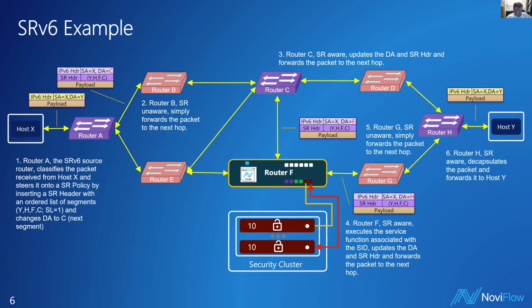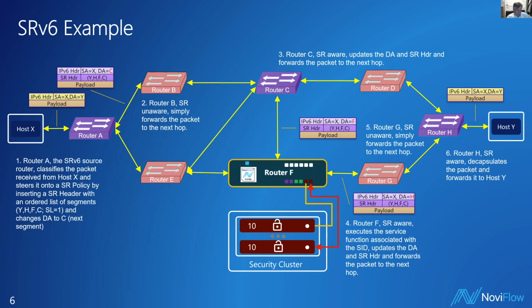So imagine host X wants to send a packet to host Y on the other side of the network. Host X sends the yellow packet to router A, which is the SRv6 source router, which classifies the packet and steers it onto an SR policy by inserting an SR header with an ordered list of segments, in this case, YHFC. And it changes the destination address to C, which is the next segment. Router B, which is SR unaware, just forwards the packet to the next hop, which is router C.